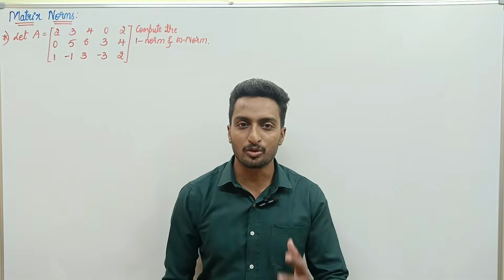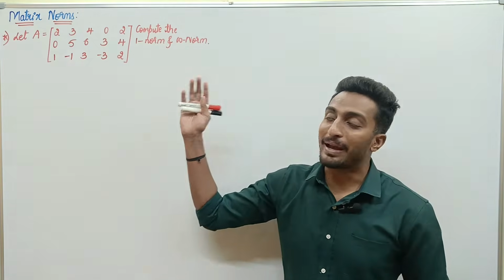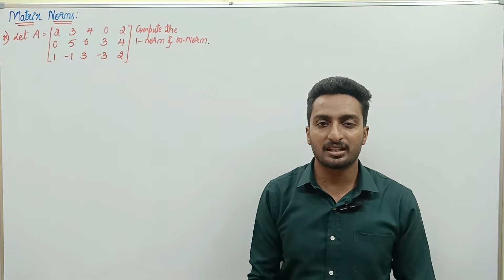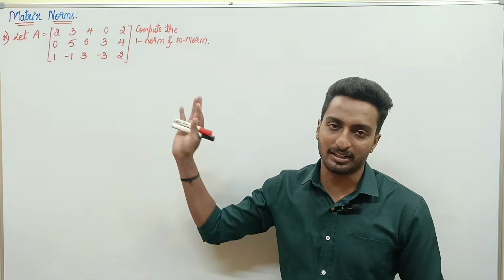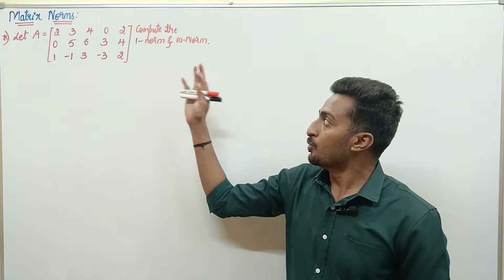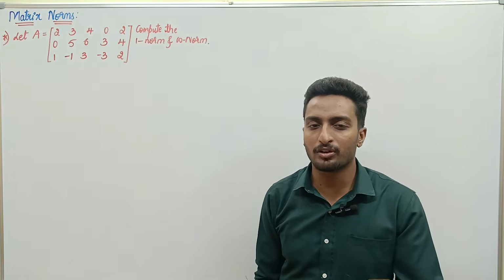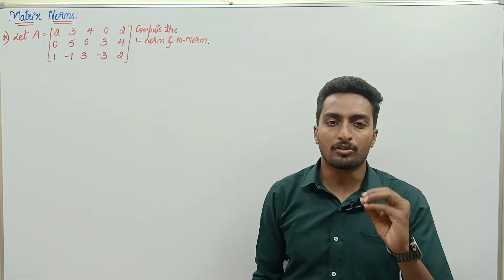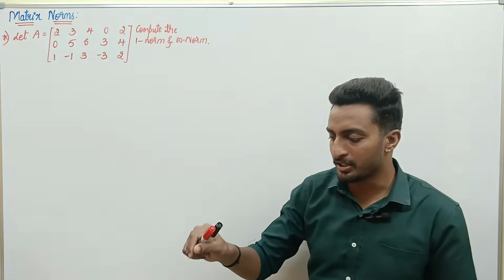Today we are going to learn how to solve the problem on matrix norm. One of the easiest scoring marks in the matrix, which I am going to explain now. You are supposed to find the one norm and infinity norm. How to find the one norm and infinity norm? It is one of the easiest, and I am going to explain it now.